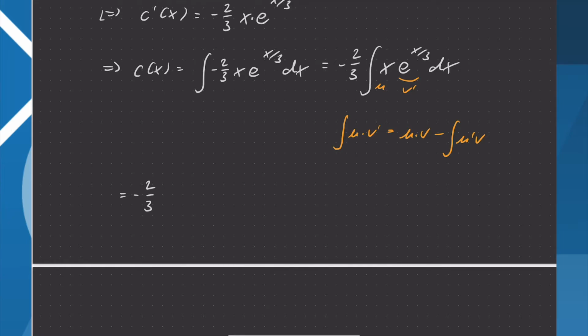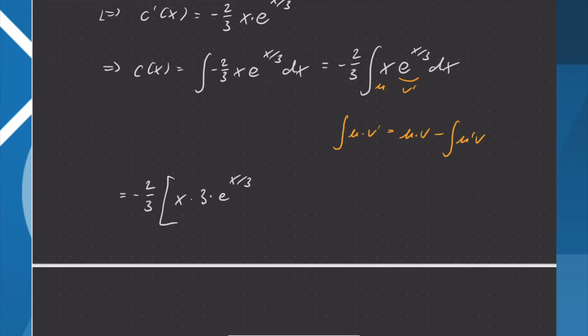Okay, so we have minus 2 over 3. We'll just keep that outside. Now using that formula, u is x, v prime is e to the x over 3, so we need to integrate that. And the integral of that is 3 times e to the x over 3. Because if you differentiate this 3 times e to the x over 3, then you get 3 times e to the x over 3 times 1/3, and 3 and 1/3 just cancel out.